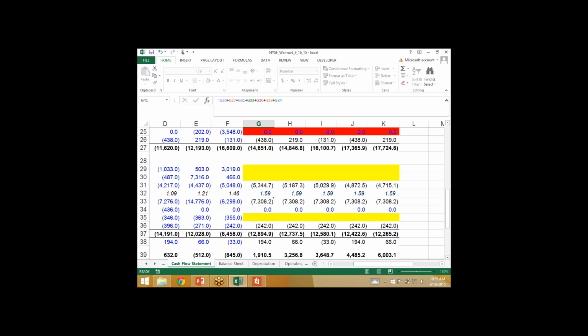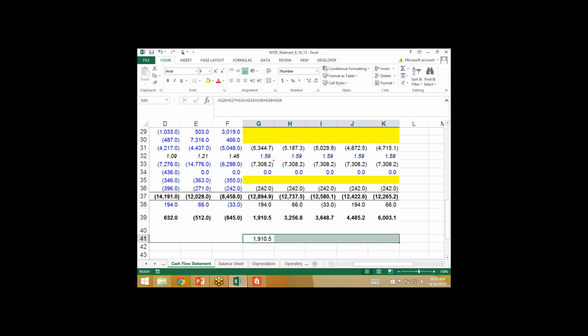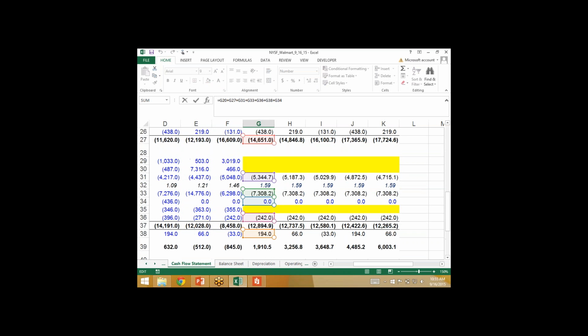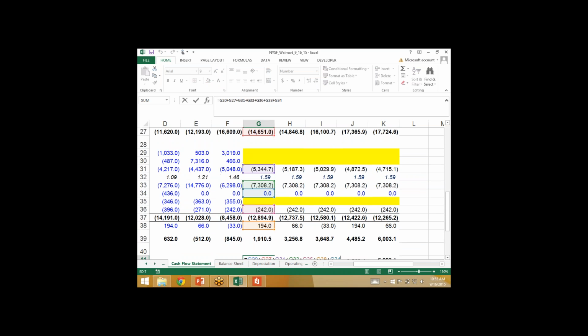Yep, good point. So we want to copy this to the right. It looks the same, but it will change. And do not, some people think, oh, I could just take the total cash and subtract these line items. Do not do that. You will create a circular reference.